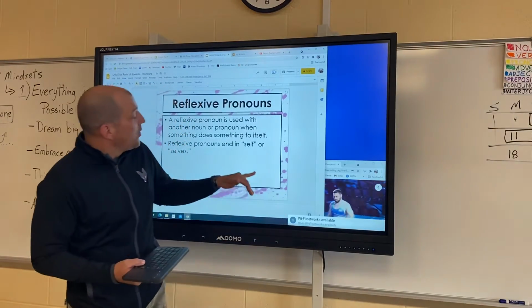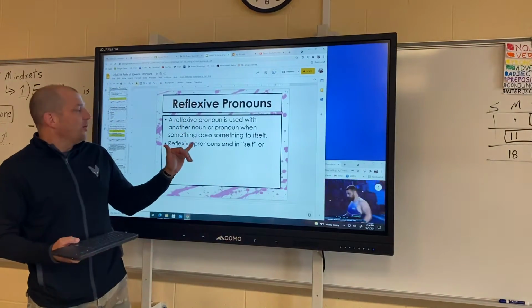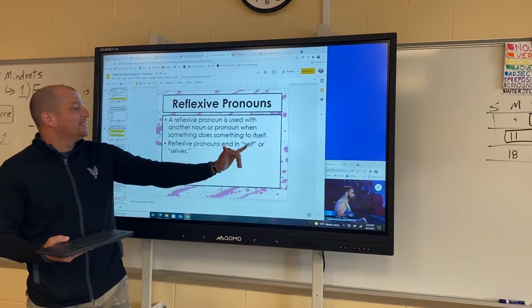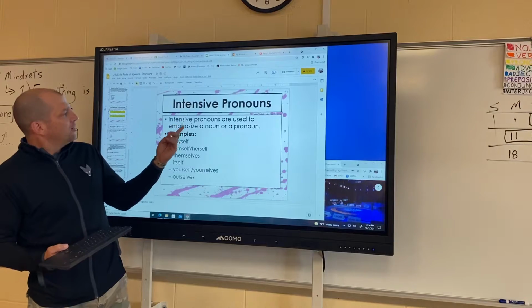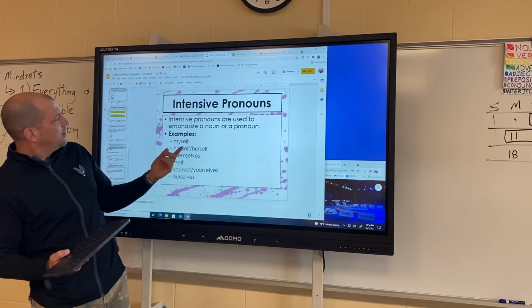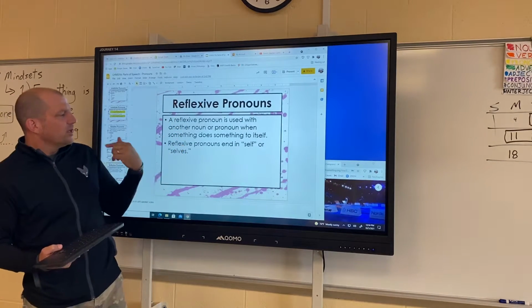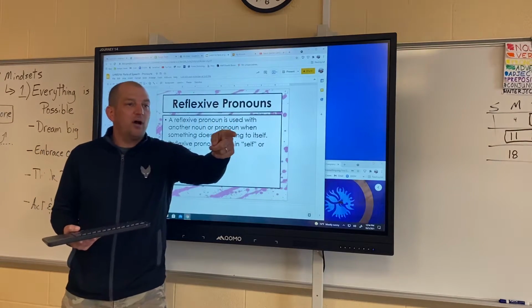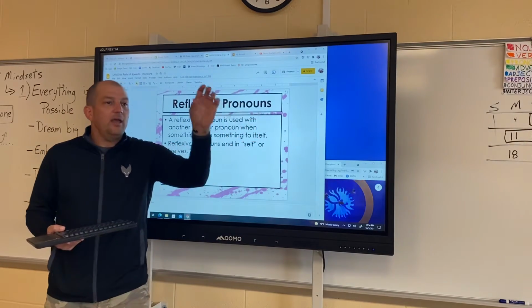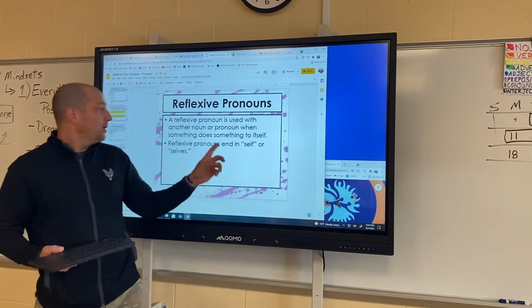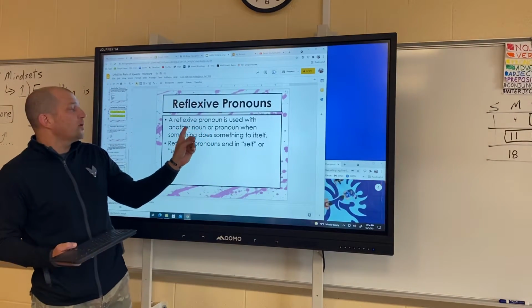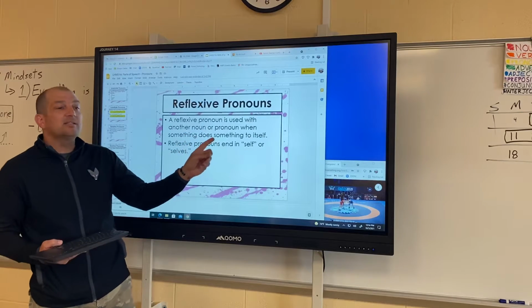So, here we go. Reflexive pronouns end in self or selves. And guess what? You know this. We want reflexive: myself, yourself, himself. These are all self or themselves. Remember, they're used with other nouns or pronouns when something does something to itself.